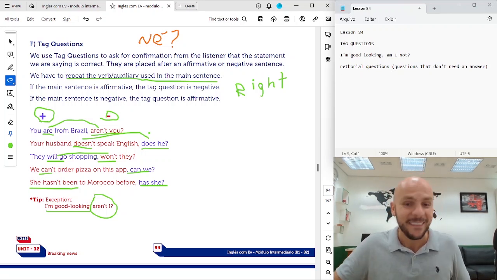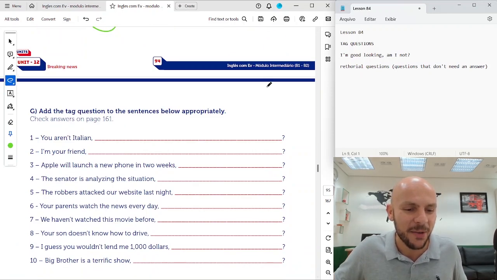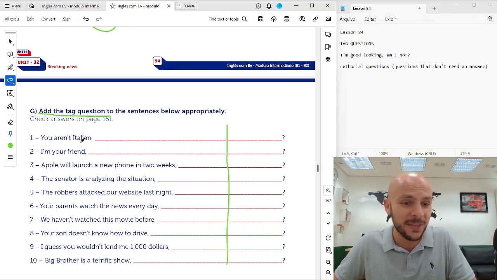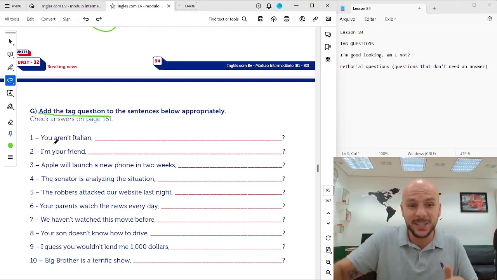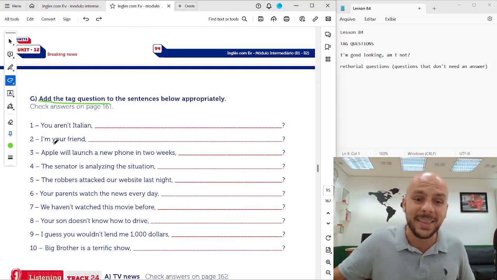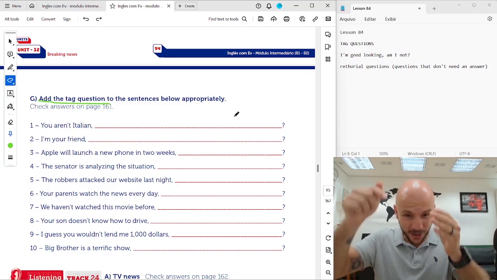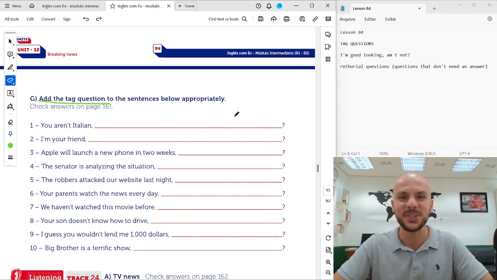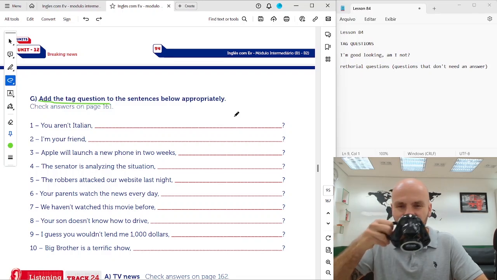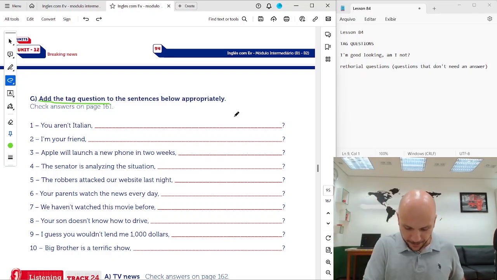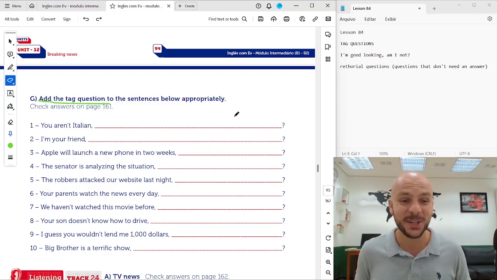All right, let's see if you got it. We have here some sentences for you to practice, and you're going to add the tag questions here, okay? You're going to write the tag questions of these sentences here. So press pause now, make these tag questions, and after we are going to correct them together, okay? So do it now, press pause and write the tag questions.